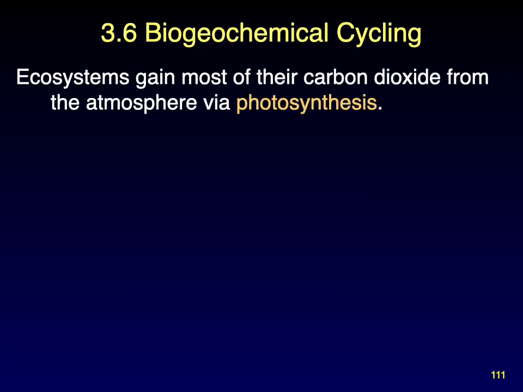So how do ecosystems gain carbon? They gain it through photosynthesis. So carbon dioxide plus water and solar radiation produces in chloroplasts glucose and oxygen.